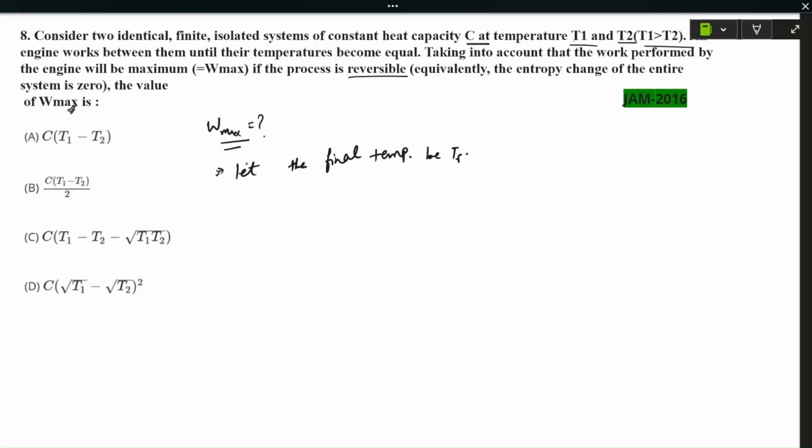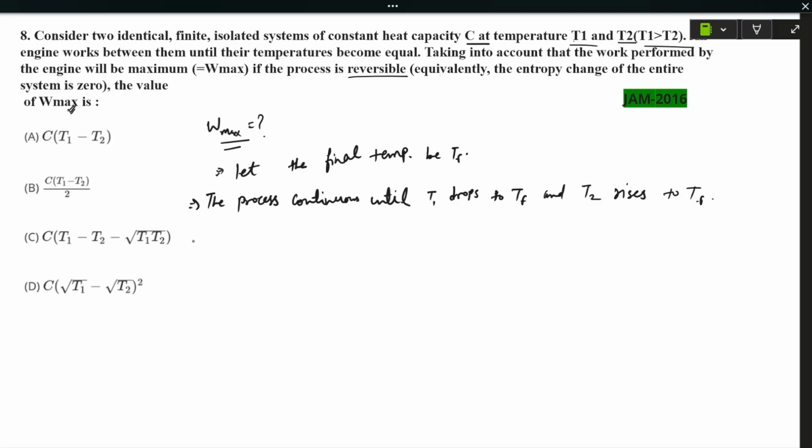So the process continues until T1 drops to T final, because T1 is higher than T2, so T1 goes to T final, and T2 rises, because T2 is lower so its temperature will increase and T1 will decrease to T final. So both temperatures will reach T final at the end.